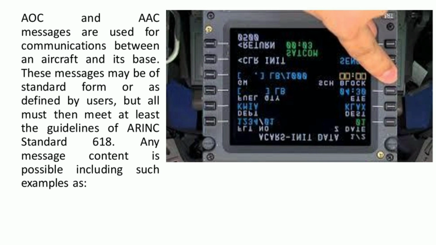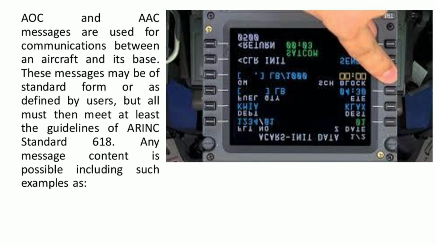AOC and AAC messages are used for communications between an aircraft and its base. These messages may be of standard form or as defined by users, but all must then meet at least the guidelines of ARINC Standard 618.